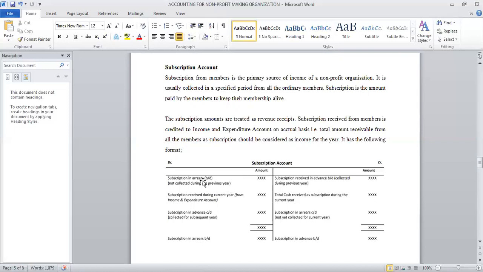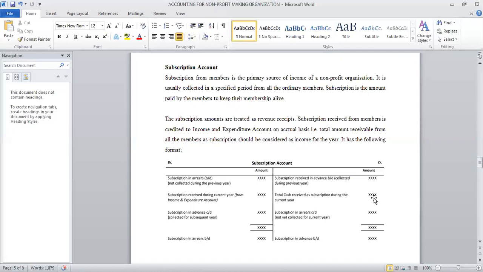We put it here. Remember, we said in accounting, when a figure is credited and then there's another one that is debited, in simple terms, we are subtracting those figures. So this that was received and it was not for this year, we record here, meaning that it is subtracting this figure.